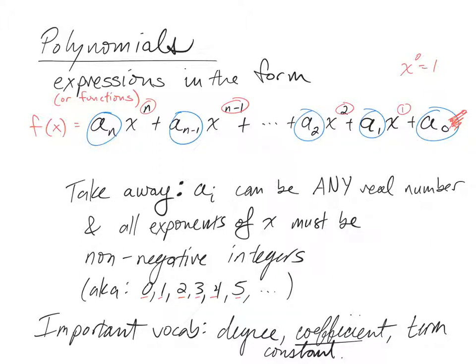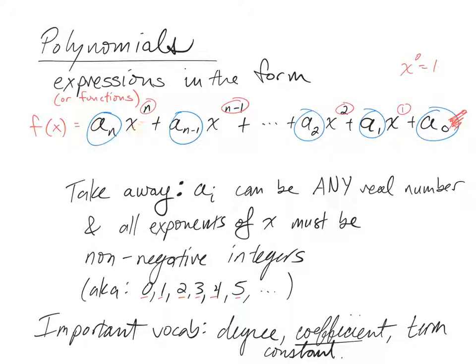And then some important words that I will be incorporating throughout the next few slides are degree, coefficient, term, and constant. So the degree is the biggest exponent for x. The coefficient could be any number in front of an x variable. A term is the entire piece between plus and equal or minus signs.